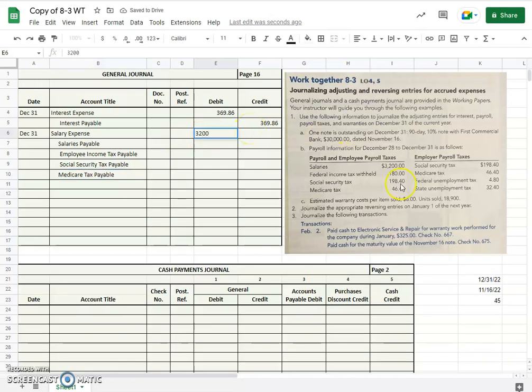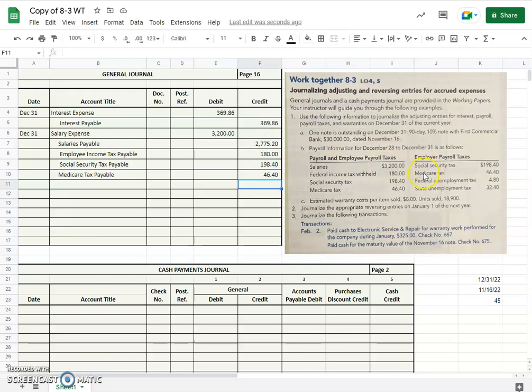So we know our salary expense amount. That's $3,200 straight out of the prompt here. We know our employee income tax payable is $180. And we know our Social Security is $198.40, and we know that our Medicare is $46.40. Our debits must always equal our credits, so we will figure out what our salaries payable is by subtracting the sum of these from the $3,200. There we go. So $2,775.20 is your salaries payable amount.